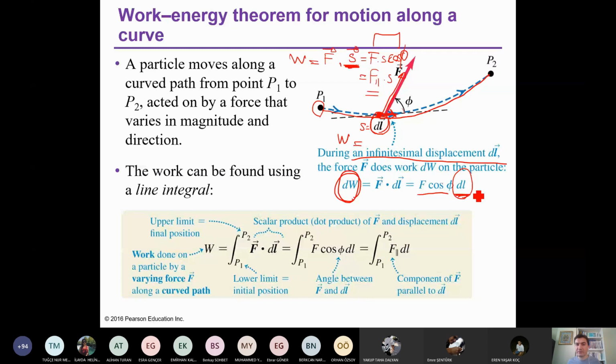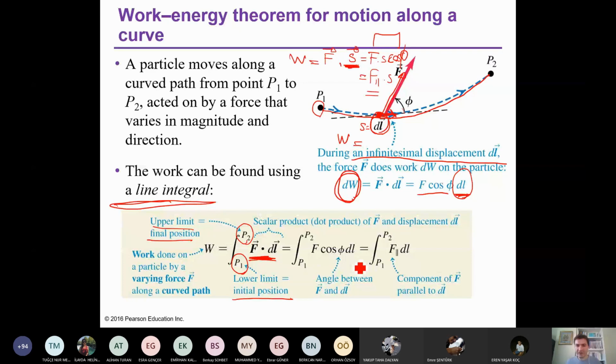So what about the total work acting on this object, this particle, along this curved path? For this one, I have to apply a line integral. So the integral from P1, lower limit, initial position, to P2, upper limit, final position, of F dot dl. This is a scalar product, okay? Since this expression is a scalar product, I can write it like this, F dl cosine phi, or F cosine phi dl. So what is this F cosine phi?